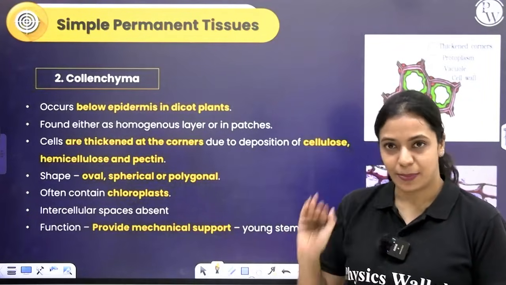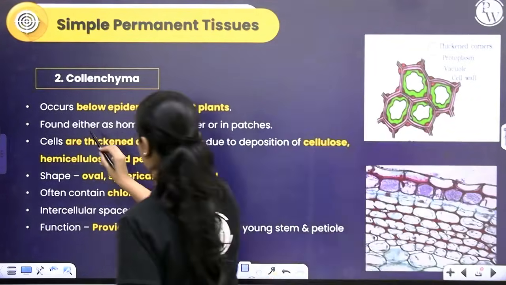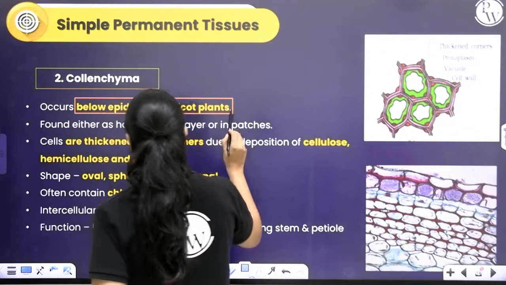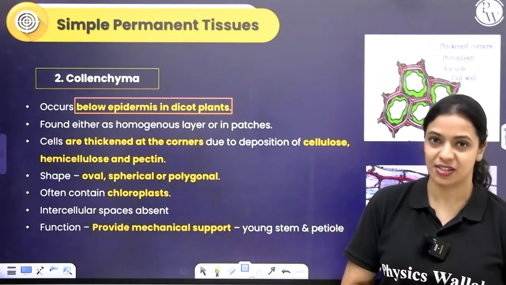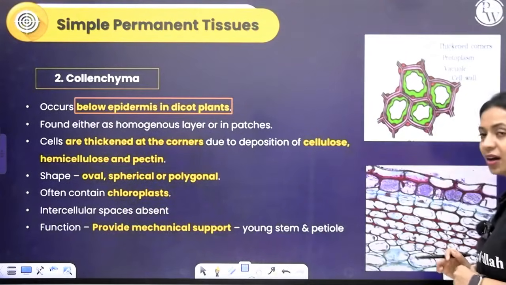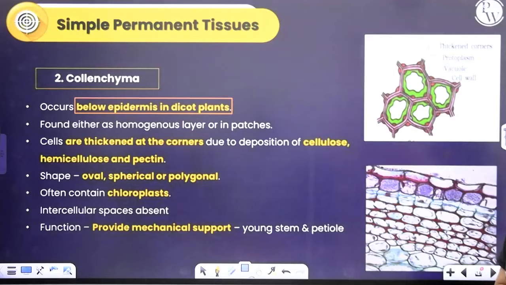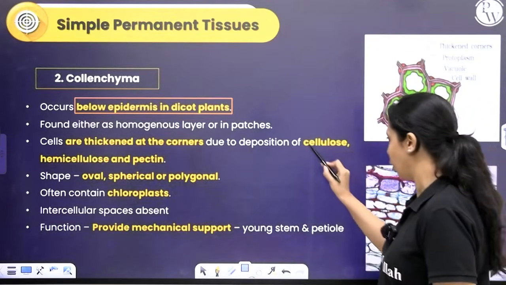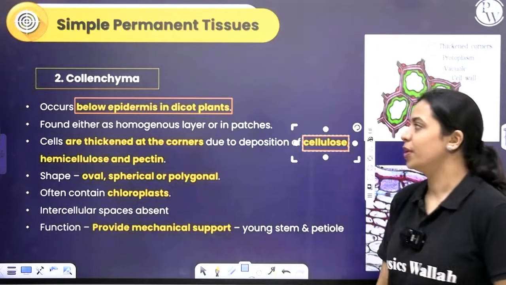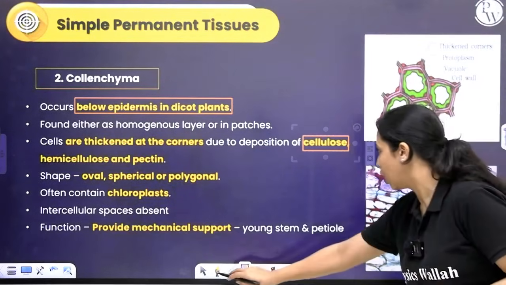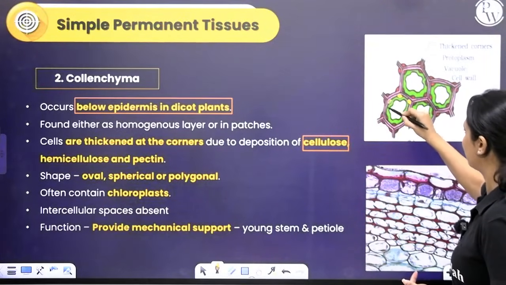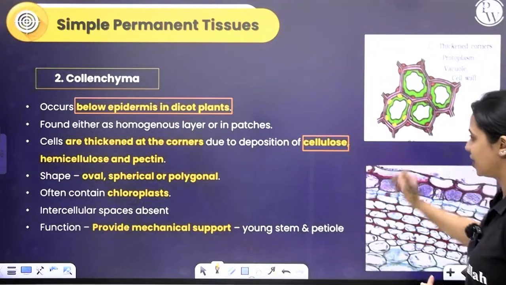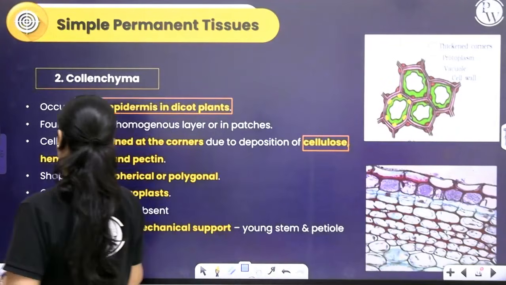So right below the epidermis in dicot stems, you can find this. This can be found as a continuous homogeneous layer, or in some cases it can be found in the form of patches as well. This collenchyma is a living type of tissue and it offers mechanical support. Here, like all plant cells, in the cell wall, you can find cellulose. But along with cellulose, at the corners, you can see how there is secondary cell wall thickening. Now, this thickening is made up of generally pectin.